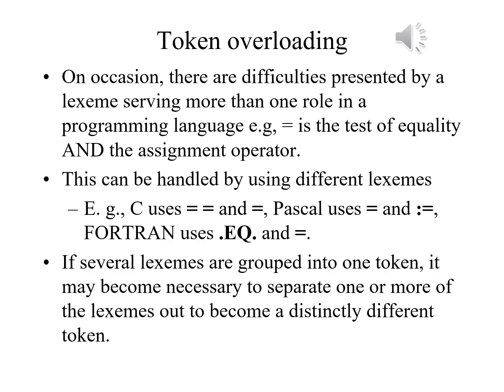So, for example, in C and in Fortran, a single equal sign is used as an assignment operator. But the test of equality in C is two equal signs, and in Fortran it's period EQ period. Pascal takes the opposite approach, where equal sign is the test of equality and colon equals is the assignment operator. If several lexemes are grouped into one token, it may become necessary to separate one or more of the lexemes out to become a distinctly different token.